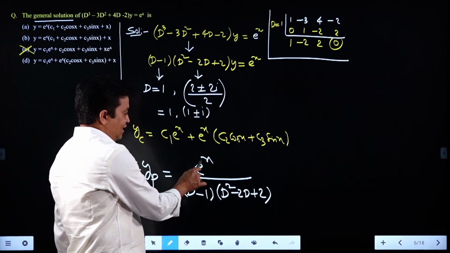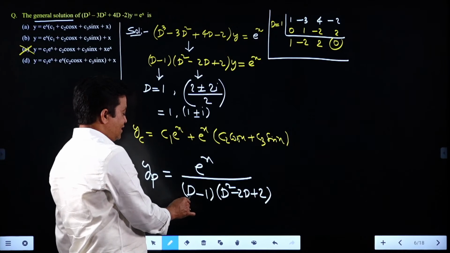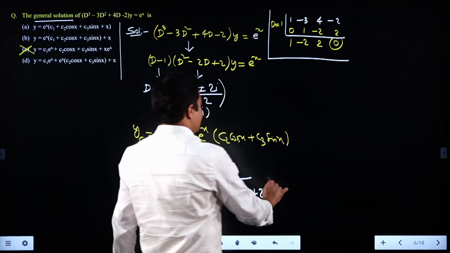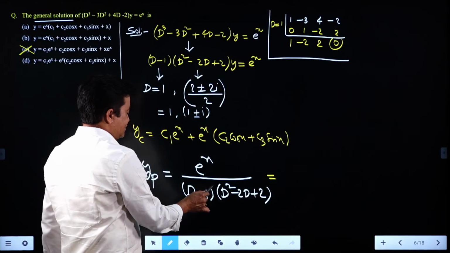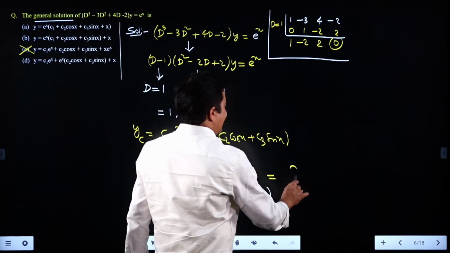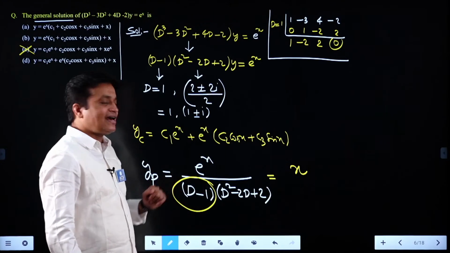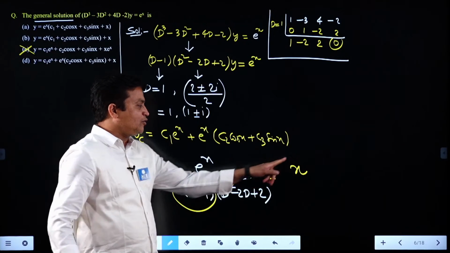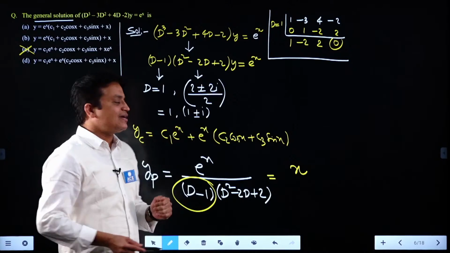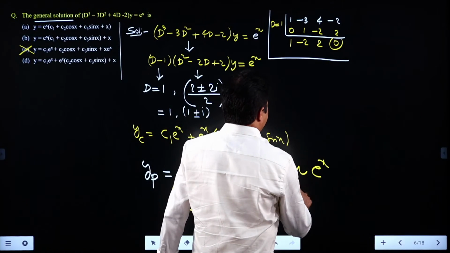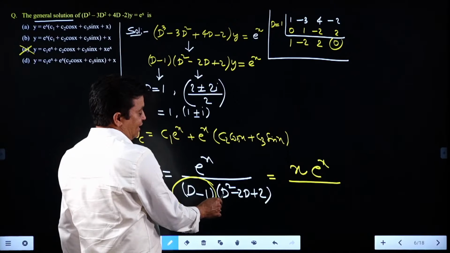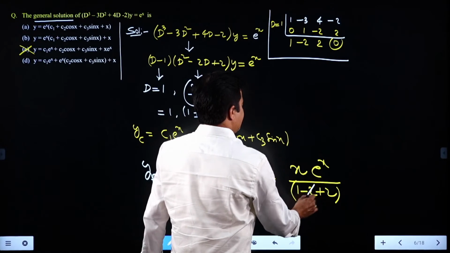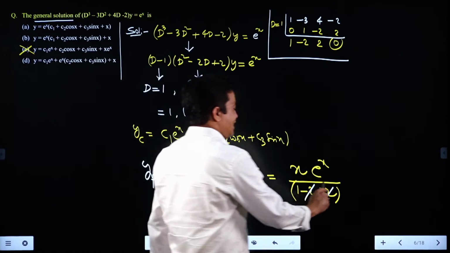Here you observe e power ax plus b form, where a is 1. Here 1 minus 1 gives 0. Here no problem, 1 minus 2 plus 2. So I am getting trouble only with this factor. For this you get x. If it is whole square, d minus 1 whole square, you get x square by 2 factorial. If it is whole cube, you get x cube by 3 factorial. That is one fastest way to write the particular integral. In the other factor you can replace d by a, 1 minus 2 plus 2. Then simplify. Simply it is x e power x.